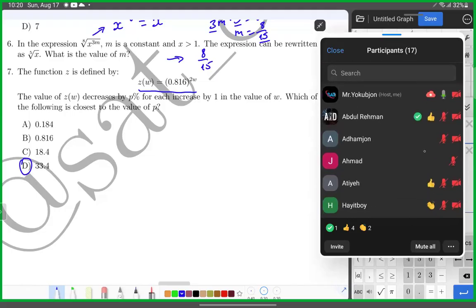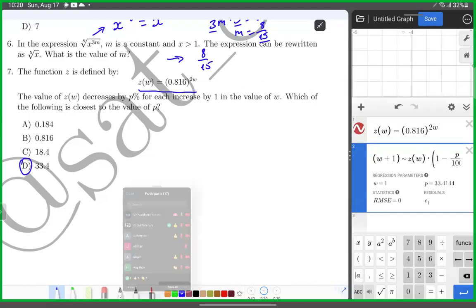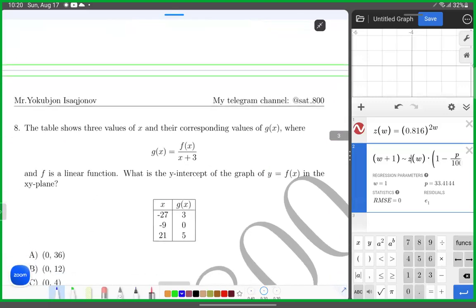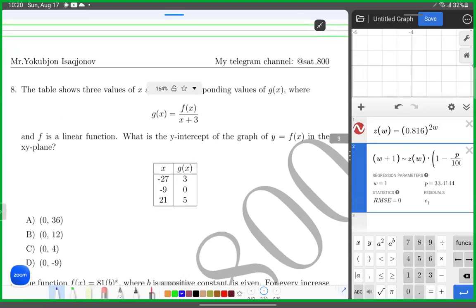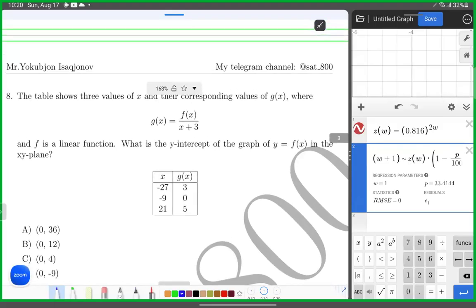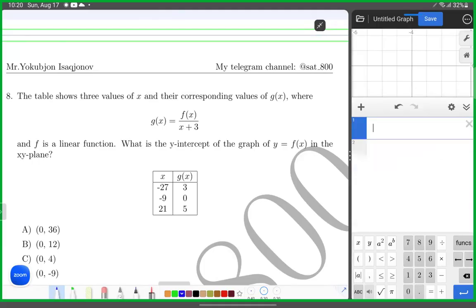Thank you. Let's continue. Okay, the next question appeared on the previous year's August test. In this problem, how to approach is just creating a table.